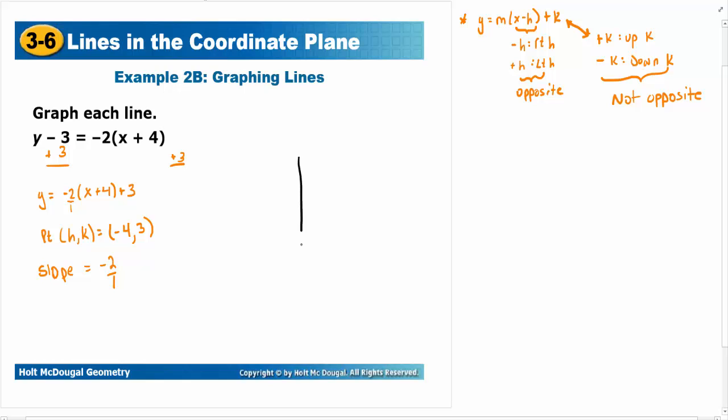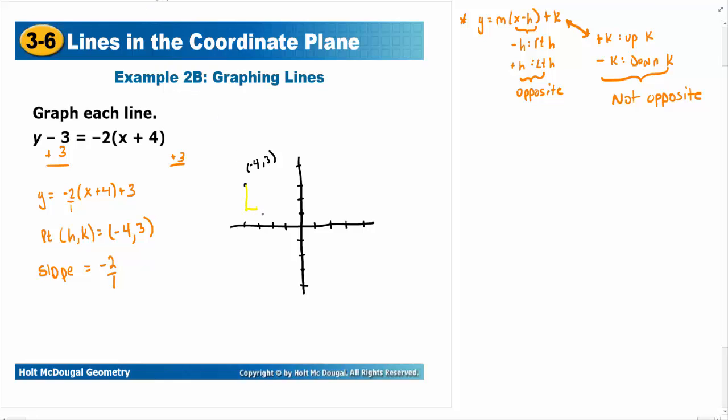So we'll do our XY axis. And it looks like I'm going to go out 4. So if you go negative 4, 3, so negative 4, 1, 2, 3, label that point. I'll just do it in black here, that's fine. Negative 4, 3, and then from there, I'm going to use my rise over run. I want to find my next point. I'm going to go down 1, 2, so it puts me down at 1, and then I'm going to go right 1. So that's going to give you your second point.